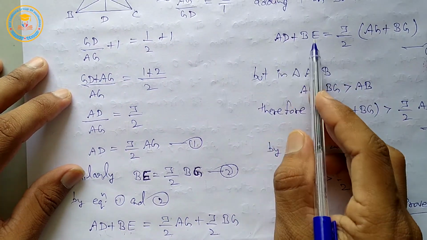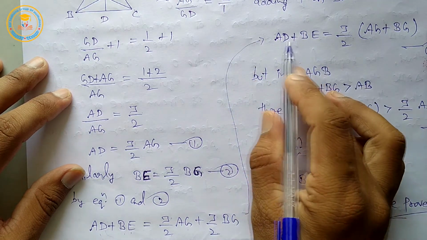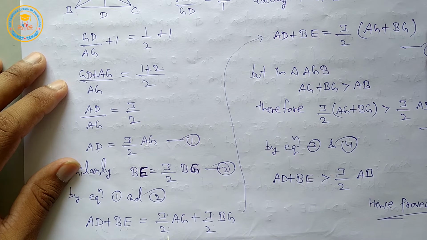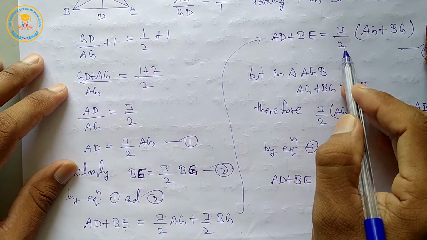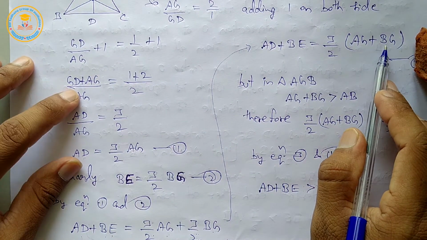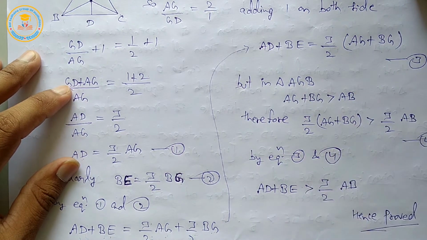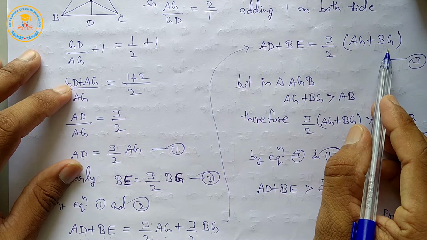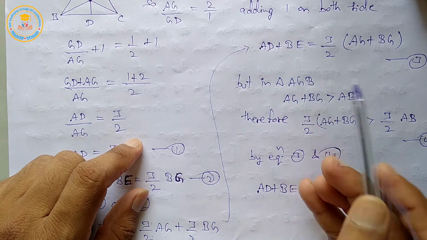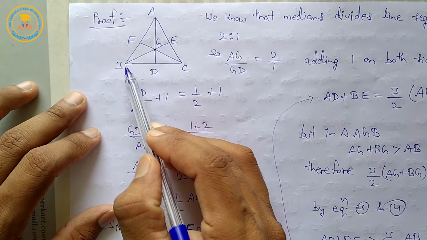third. Now, in triangle AGB, a hint is given. What is the hint? BG plus AG is greater than AB. So according to the given condition in triangle AGB, AG plus BG is greater than AB. This is given in the question.